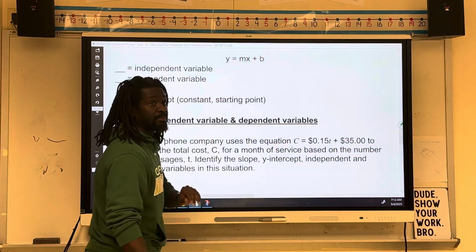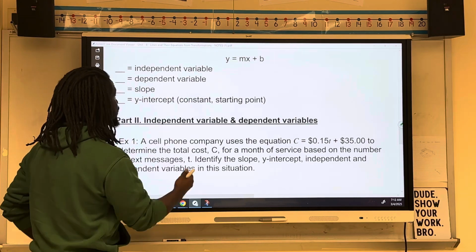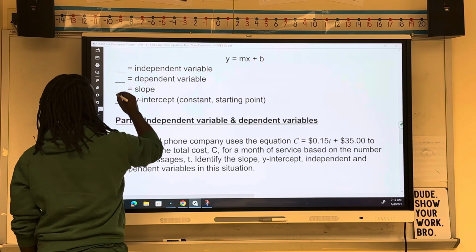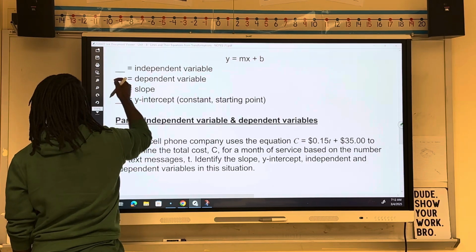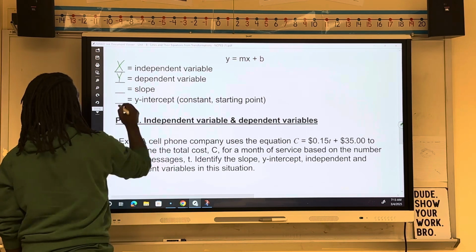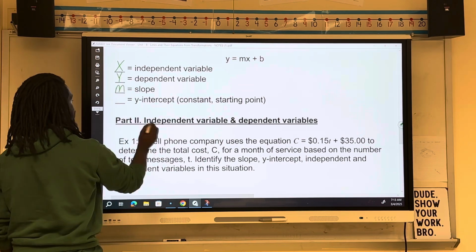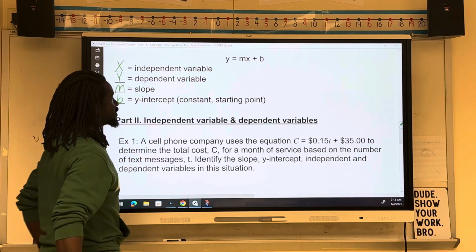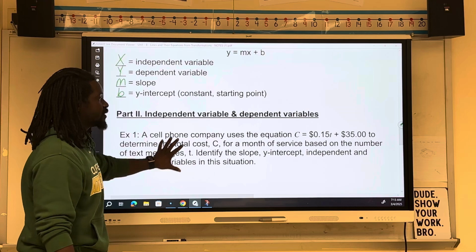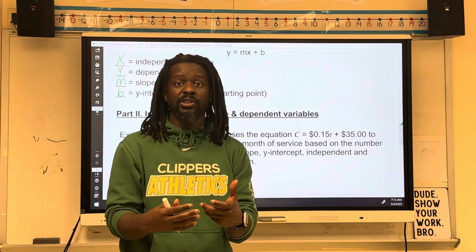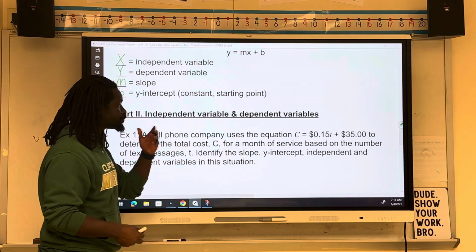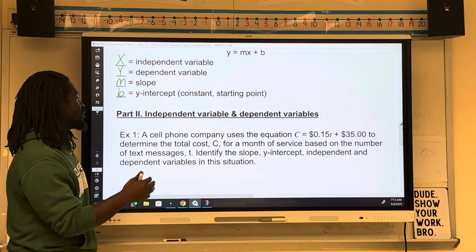Really quickly, by way of review, we were talking about slope-intercept form, which is y equals mx plus b. We said that the independent variable is the x, the dependent variable is the y, the m is the slope, and the b represents the y-intercept. What we're going to do is take these word problems and identify what each part of the equation relates to.